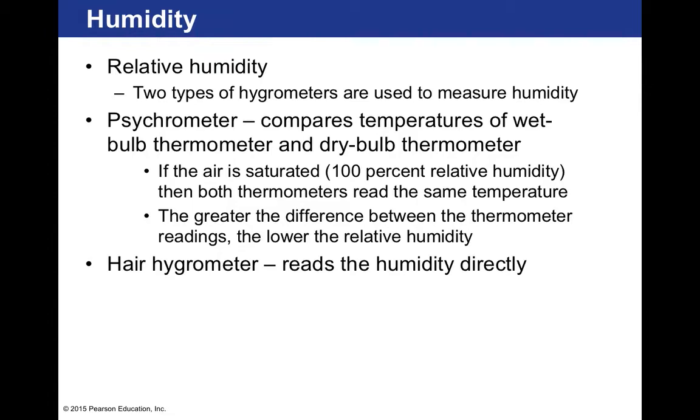All right, so how do you actually measure this humidity? There's two types of devices. One is called a psychrometer, and this compares the temperatures of two different thermometers, one attached to something that's wet and the other that's dry. And the other type is a hair hygrometer. It reads the humidity directly.